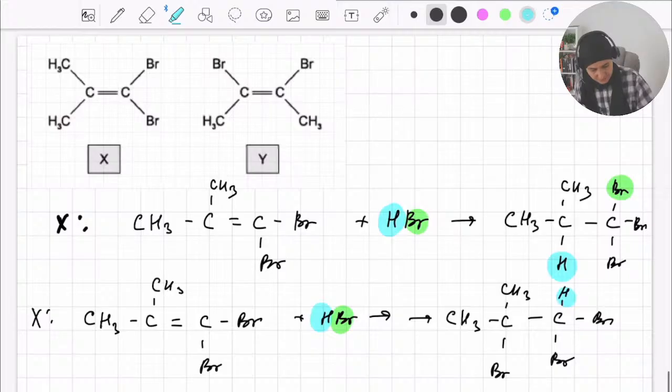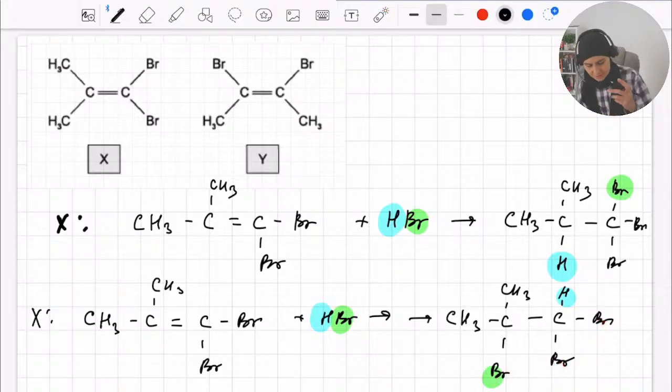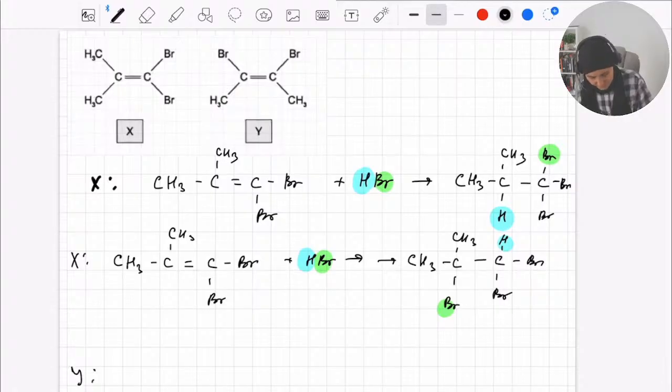And you see that these are different products, right? Because this is 1,1,1 tribromo and then 2-methyl propane, whatever that is. And this is 1,1,2 tribromo. Yes, so bromine is on the other carbon. So that's two products. And then from the other one, from Y, what do we have?